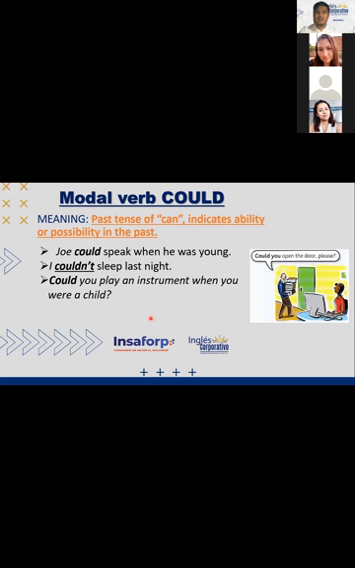And this is what I was telling you. With could, the meaning is the past tense of can, se conoce como el pasado de can, could. And it also indicates ability or possibility, but in the past. It says Joe could speak when he was young. Aquí es un poco complicado y quizás lo va a confundir a lo que ya vimos al inicio. So pay attention to this, guys.